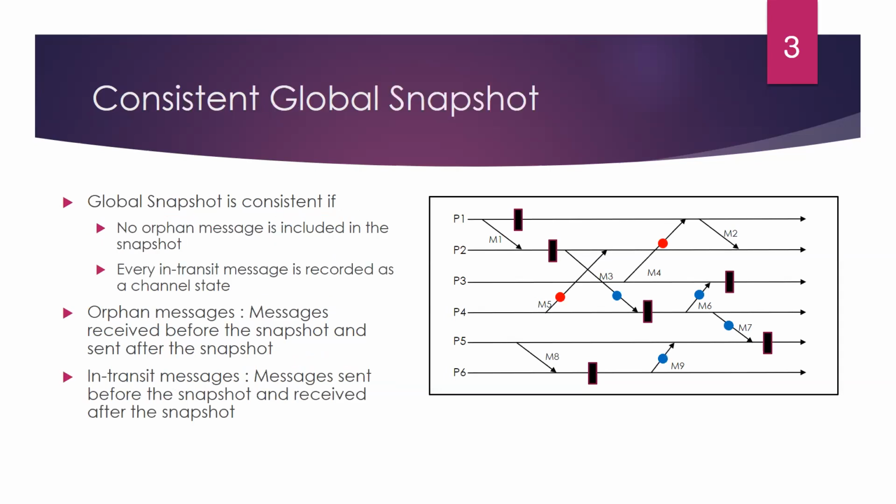Consistent global snapshot should not contain any orphan messages, which are sent after the snapshot of the sender and received before the snapshot of the receiver. The messages with the blue circle in the figure are the orphan messages. When we analyze the snapshot states, some messages which have never been sent are shown to be received. Also, the in-transit messages which are sent before the snapshot of the sender and received after the snapshot of the receiver should be saved.